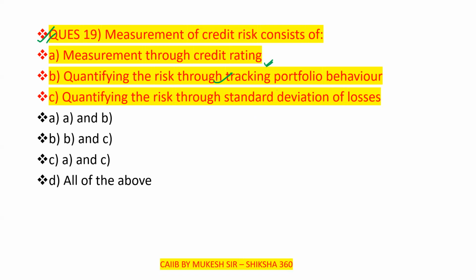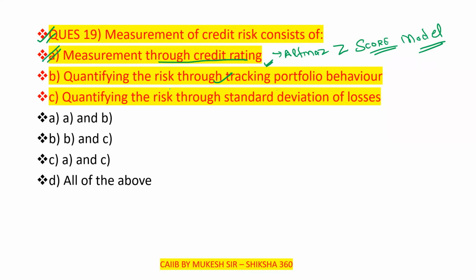Can anyone tell what are the different models we are using here? Under that we have also covered the Altman Z-score model. Clear? I hope all of you have gone through the case study which we have discussed regarding that. So this one is the correct one, measurement through the credit rating.